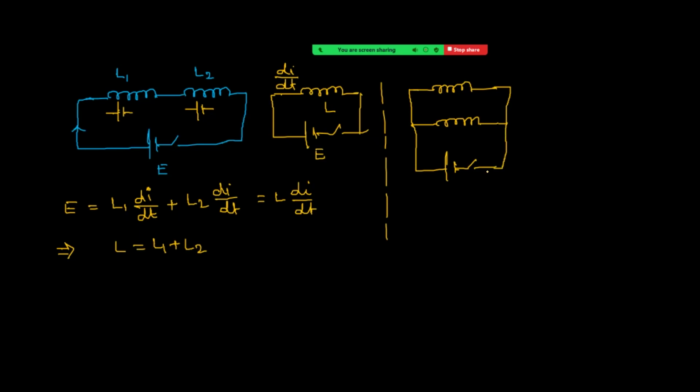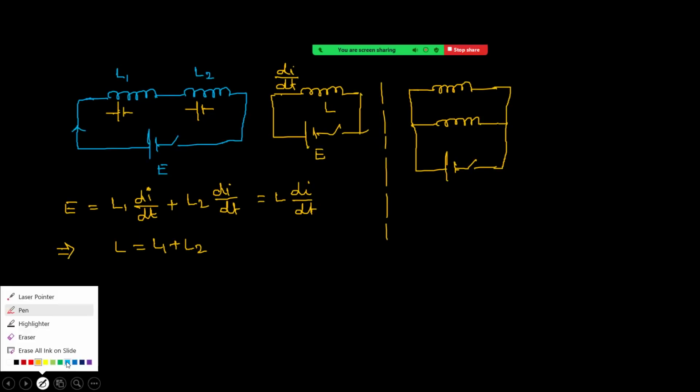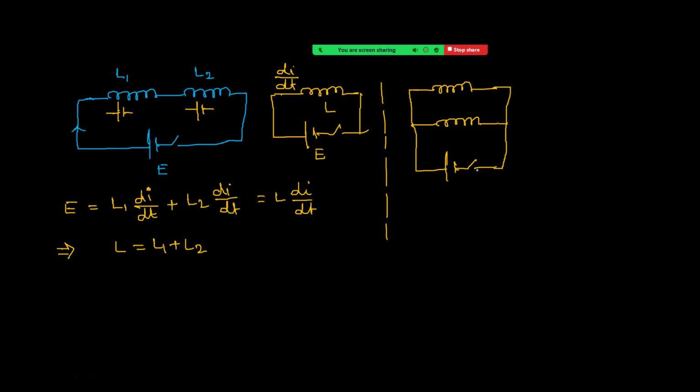Now see how much current flows here. Initially the switch was open. Once the switch is closed, current flows in the circuit. Let us take this current as I. Let us take this as inductance L1 and this as L2. Since these two are in a parallel combination, the current divides. Let us take it as I1 and I2.